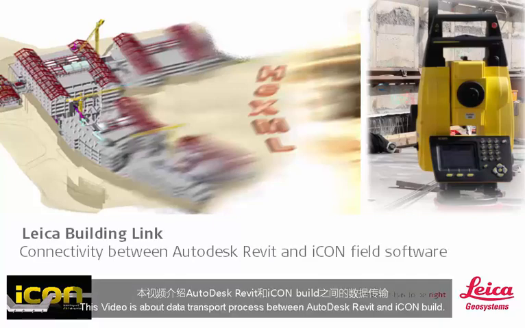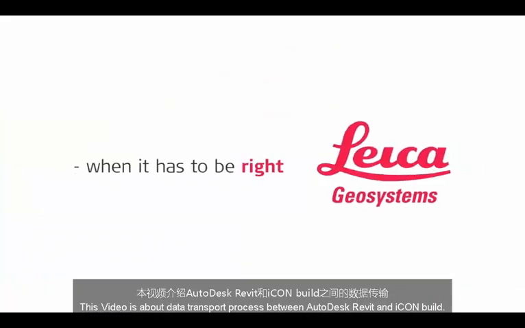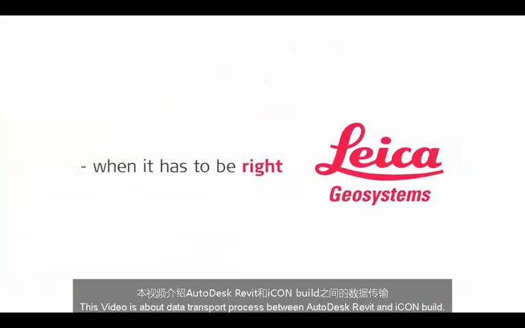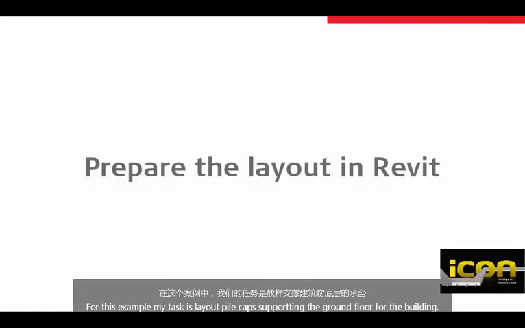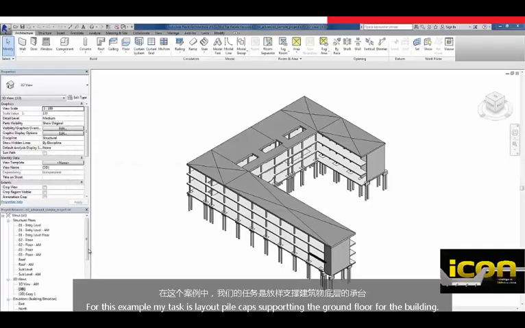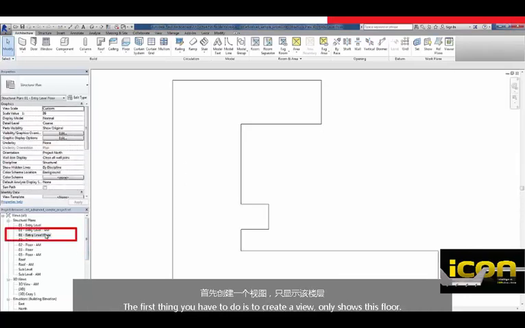This video is about the data transfer process between Autodesk Revit and Icon Build. For this example, my task is to lay out the pile caps supporting the ground floor of a building. The first thing you have to do is create a view that only shows this floor.